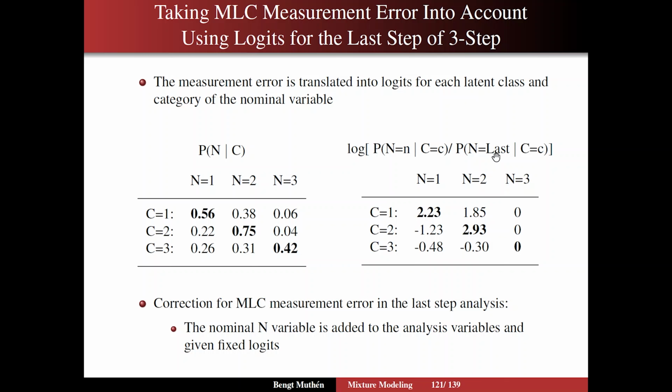So let's take an example. If you look at the table on the right here, minus 0.48, how do we get that? Well, minus 0.48 is the log of 0.26 divided by 0.42. So that's n equals 1 for the last class, the last row, divided by n equals last, the third, for that same class 3. 26 divided by 42, the log of that is minus 0.48.